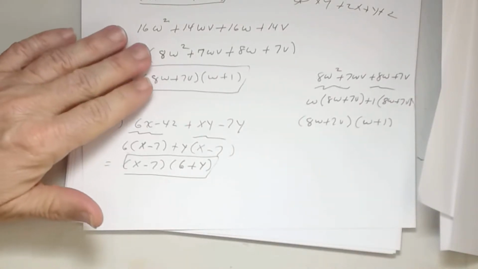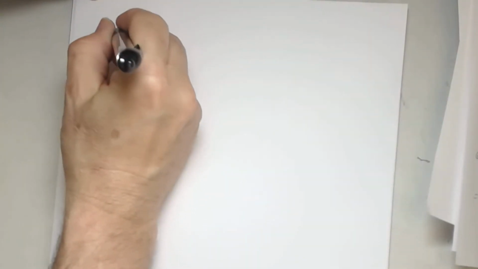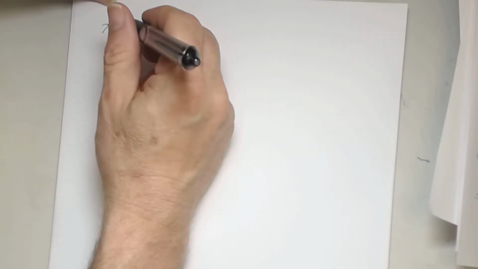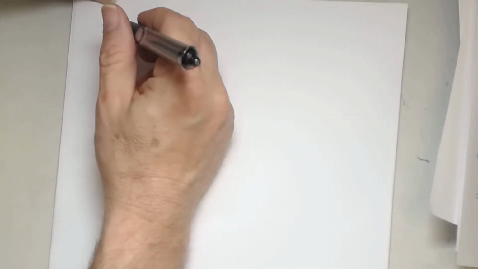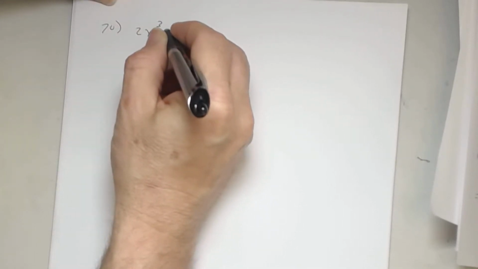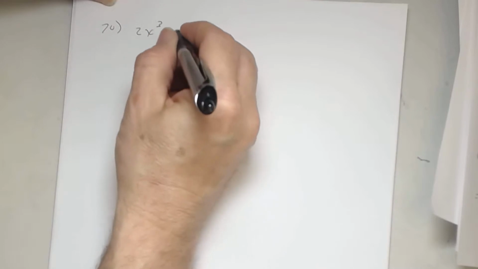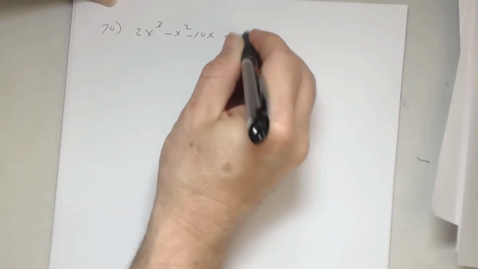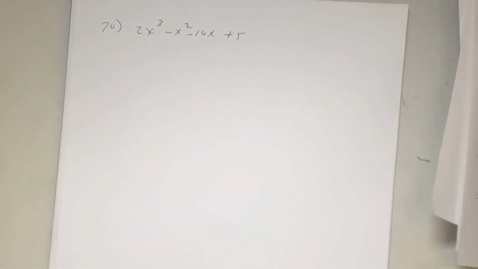This is going to be number 70. All right, now look at number 70 and tell me what you think the difference is between 70 and the previous 4. Okay, here's 70. 2x cubed minus x squared minus 10x plus 5. So 2x cubed minus x squared minus 10x plus 5.